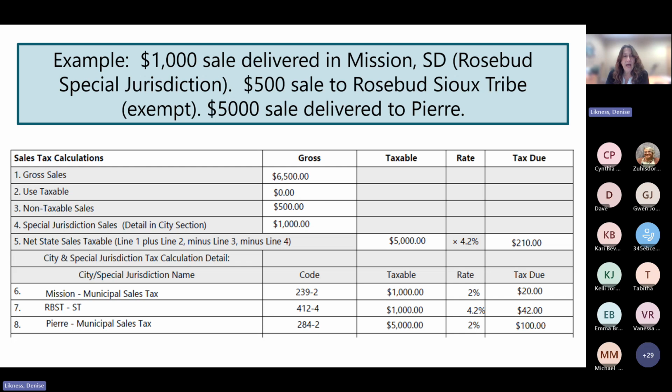A lot of times what would happen is they would do the deduction and then they wouldn't put it back down under the special jurisdiction. And then the state didn't get the tax and the city and the tribes didn't get the tax. But now it will give us a red flag when that happens so we can make sure that doesn't happen.